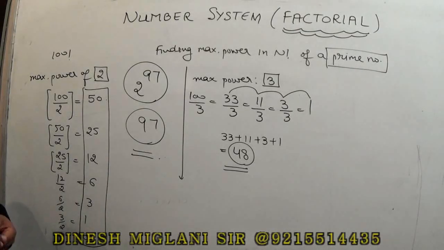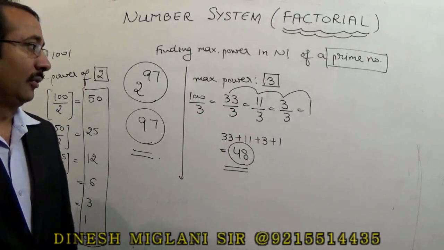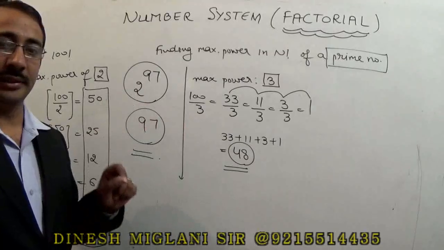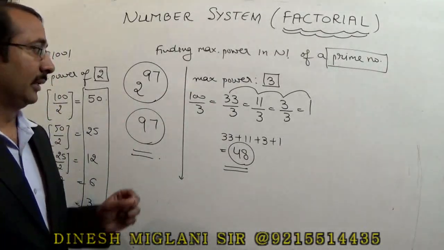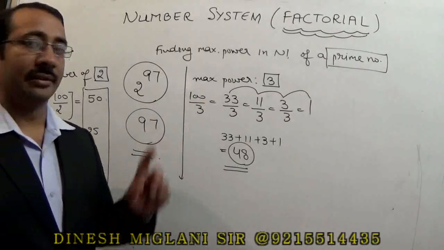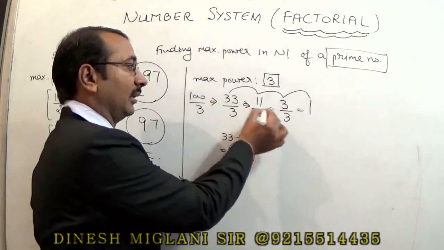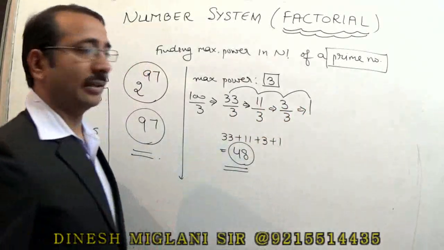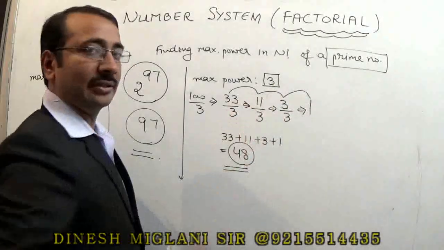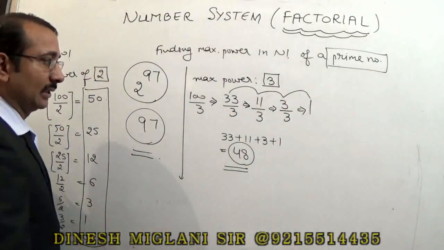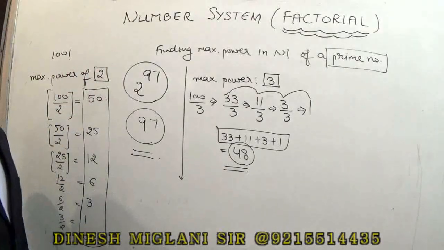Pay attention to what I have done again. In 100 factorial, I have to find the maximum power of 3. 100 by 3, 33. Although I get 33.33, I only take the integral part, which is 33. Then I divide 33 by 3, I get 11. Then 11 by 3, I get 3. 3 by 3, I get 1. Now if I divide 1 by 3, I get 0, which means nothing further. Now add all this, you get 48. That becomes your answer.